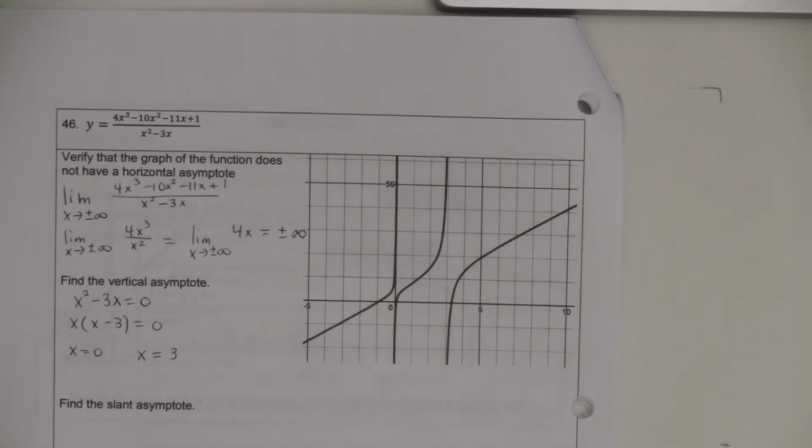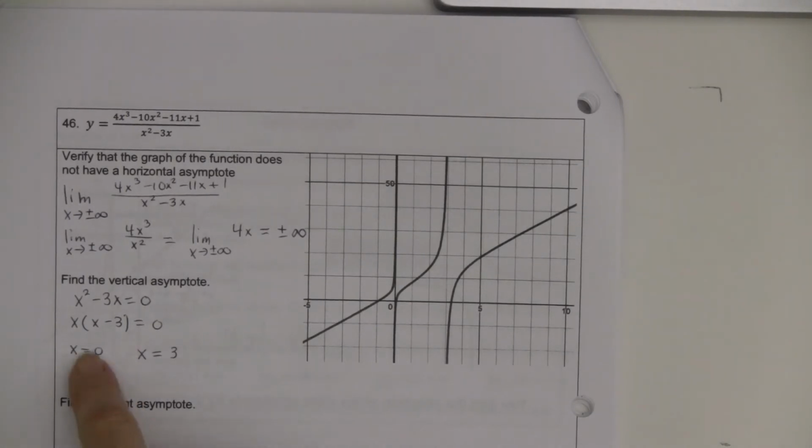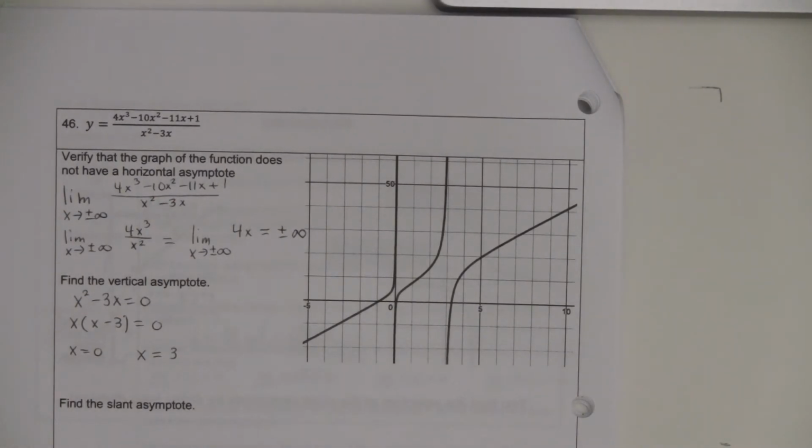Now how I know, and you guys probably all remember this, how I know that it didn't have a common factor of x with the numerator, well I can see that by inspection because the numerator doesn't have a common factor of x.